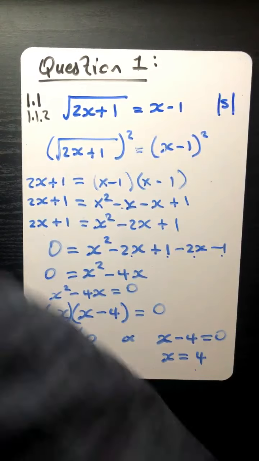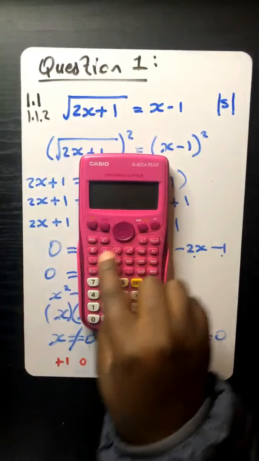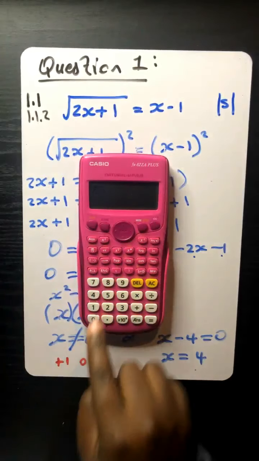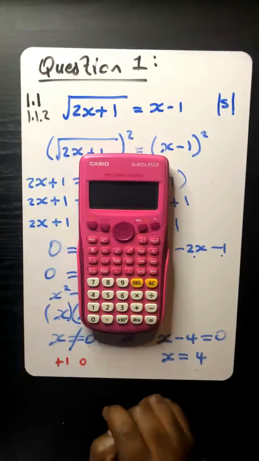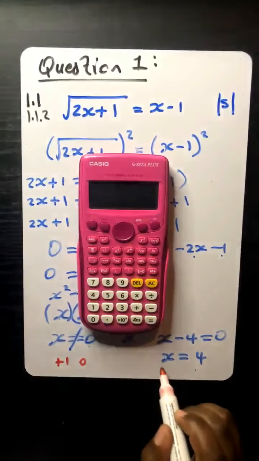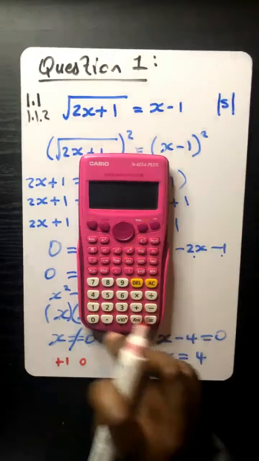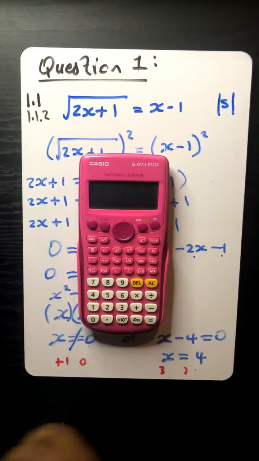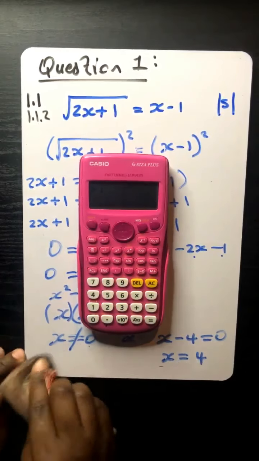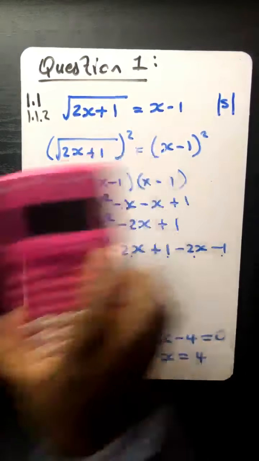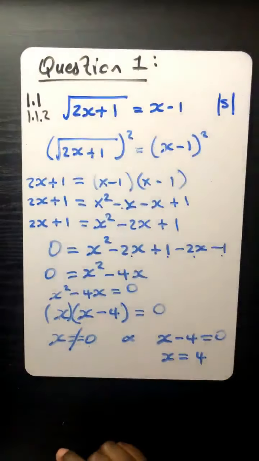There's a mark for you to indicate that. Then you test again using +4. So you do the same. Square root of 2 into 4 plus 1. What are you getting? You get 3, which is just +3. Let's test on the right side. What are you getting? It's 4 minus 1, which is still equals to +3. So that means x is actually equals to 4 and not equals to 0. So you only do this when you are dealing with a problem that has got a square root.